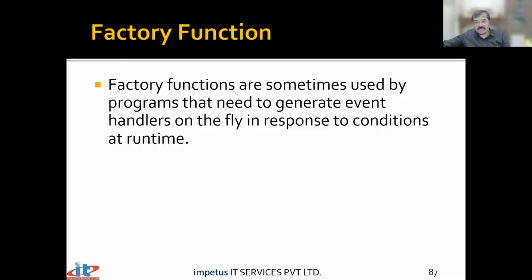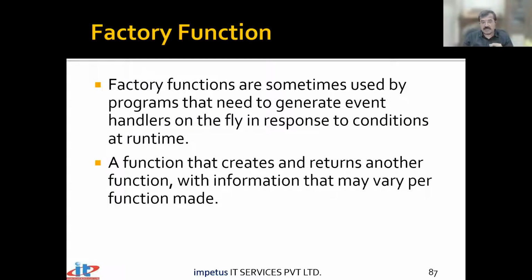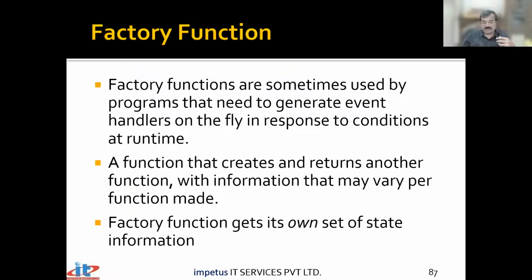That means this function is not already created. When you call some function, you will get another function. That could happen. A function that creates and returns another function with information that may vary per function made. So as the name says, it's a factory. What do you mean by factory? What do you get out of a factory? You get some products outside a factory. So if I have a factory function, that means it's a function which will create functions. It's a function which will give you functions. So it's a factory of functions. So we call it factory functions.